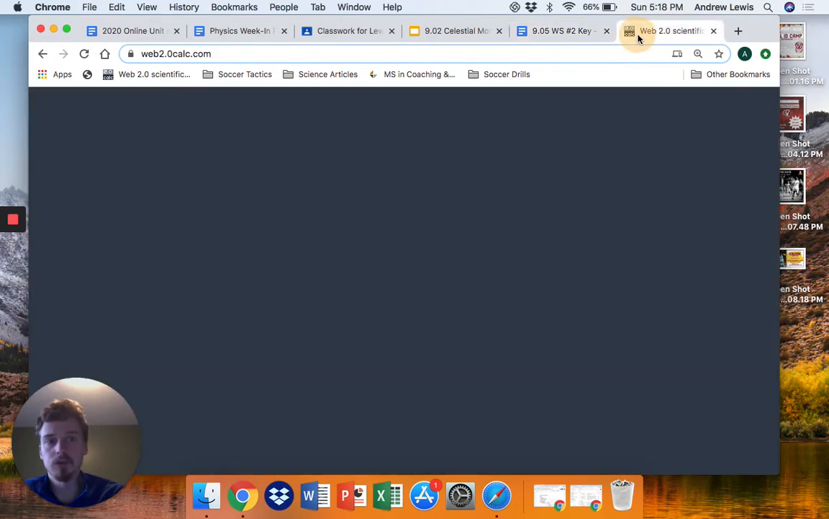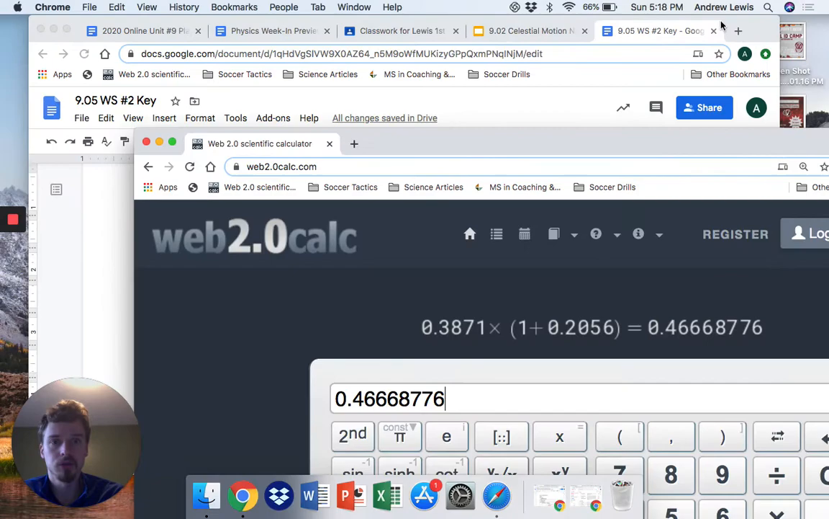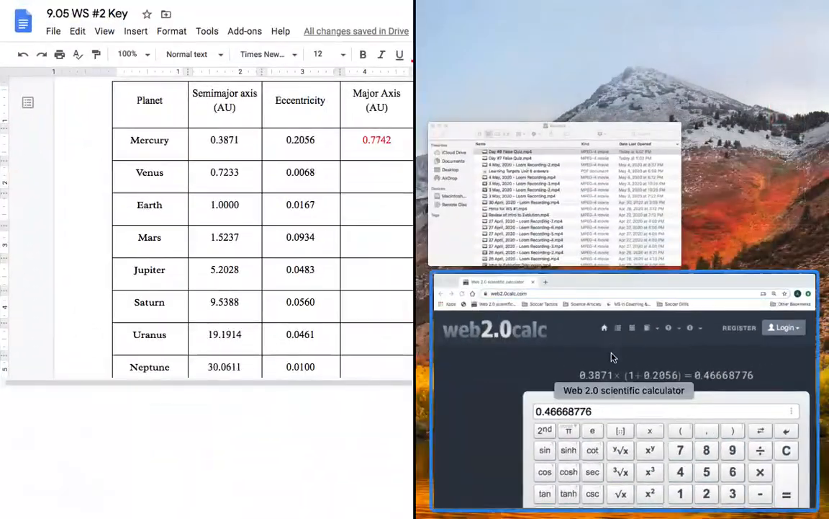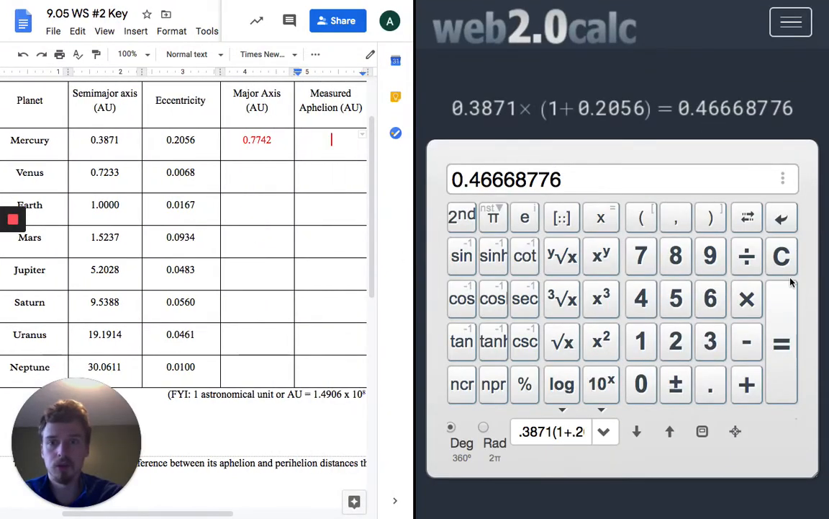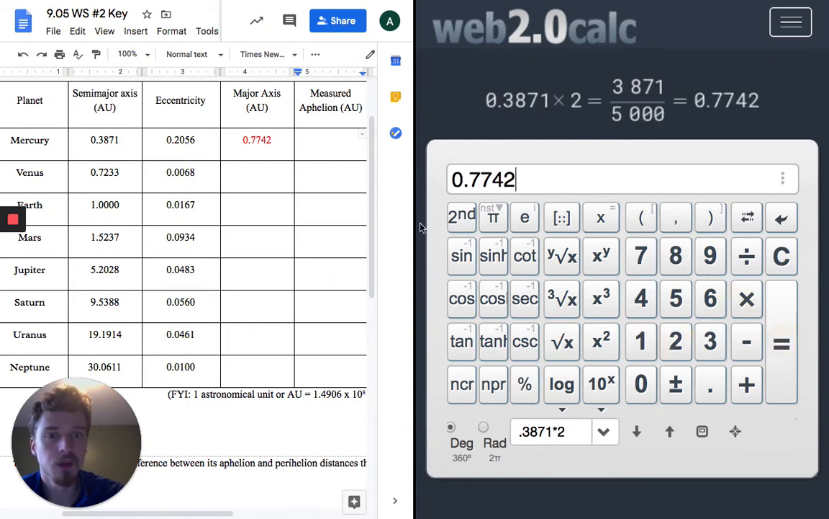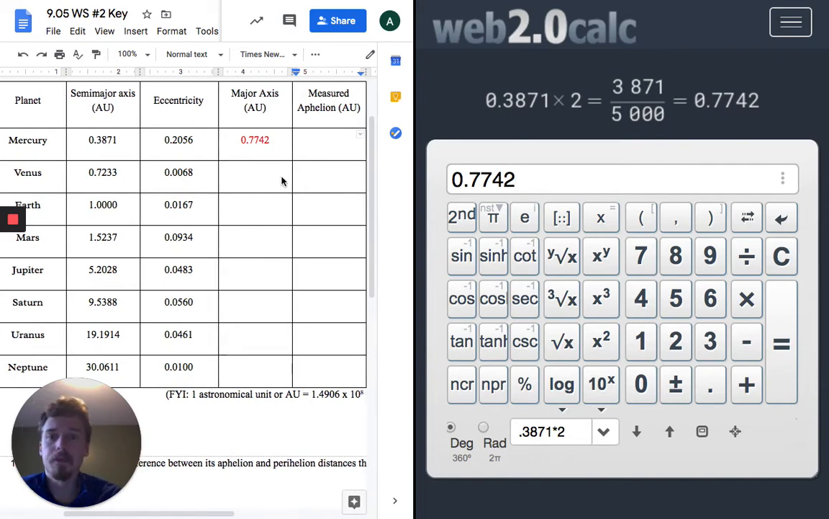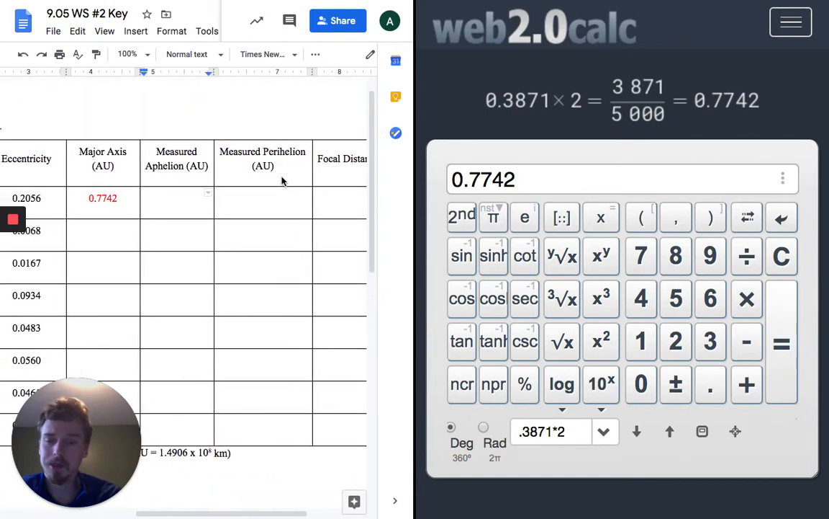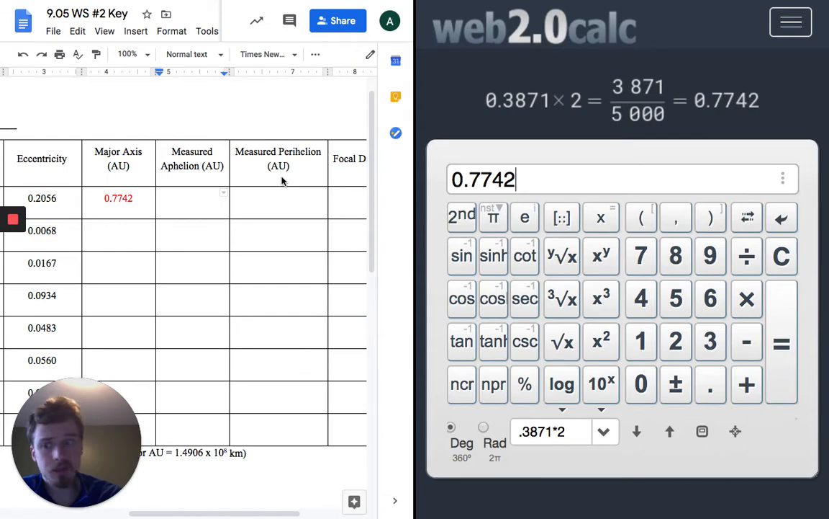In case you don't believe me, I'm going to pull this up, Web 2.0 Calc. We're going to do this. All I have to do, 0.3871 times 2, and there should be my major axis. Okay, 0.7742 astronomical units. Next, the aphelion, perihelion, and focal distance. To be honest, I don't really know where to start.